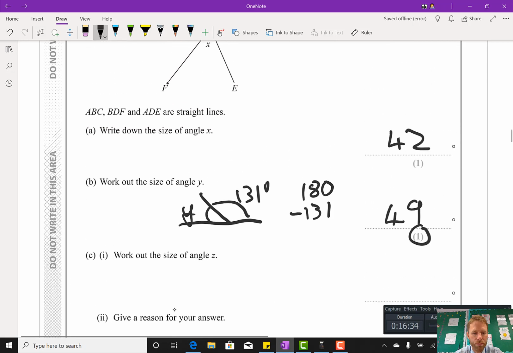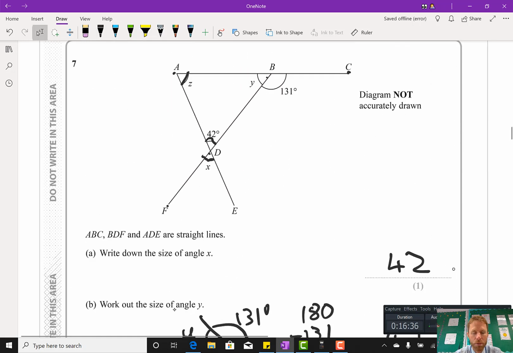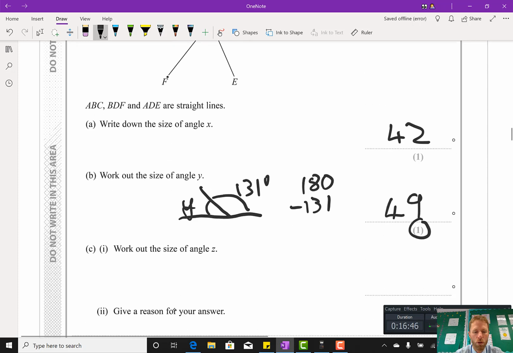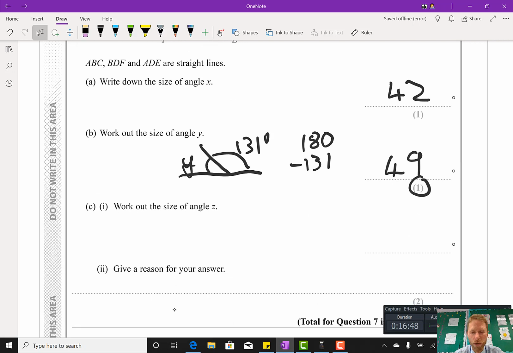Now, they've asked me to work out angle Z. They've also previously asked me to work out angle Y, which we worked out to be 49 degrees. Often in these questions they follow through. That's why they're part of the same question. So one answer might lead you to another. Quite common. So work out the size of angle Z.